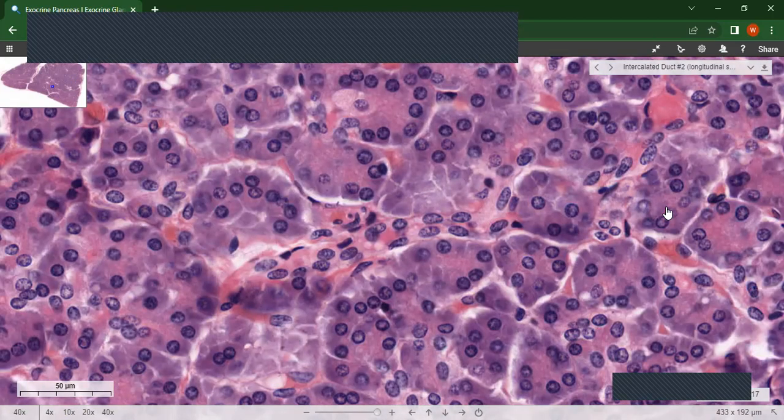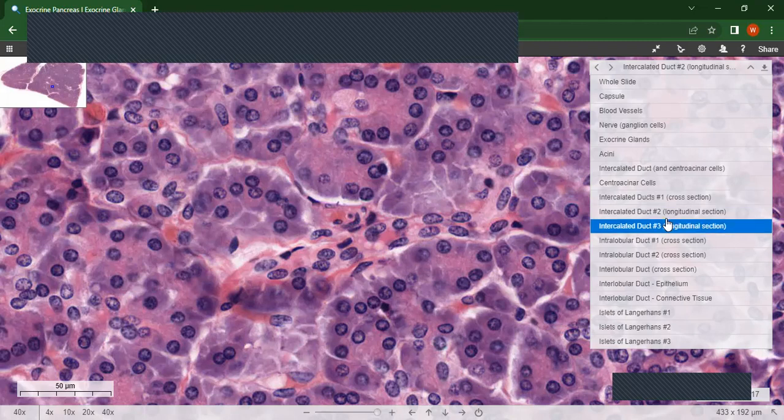Let's see if we can see a longitudinal view. That is a cross-sectional view. A longitudinal view. Maybe this, you can see it is aligned. This one is a duct there. It is lined by a simple cuboidal epithelium.